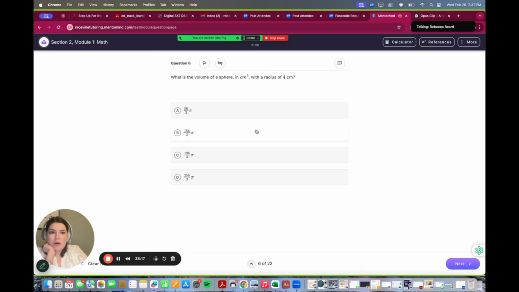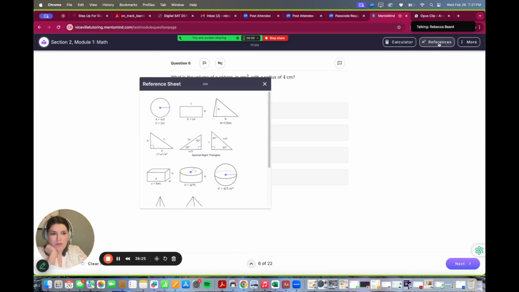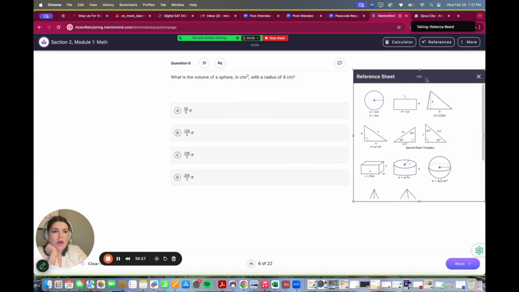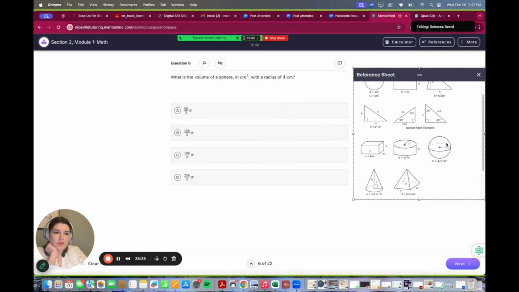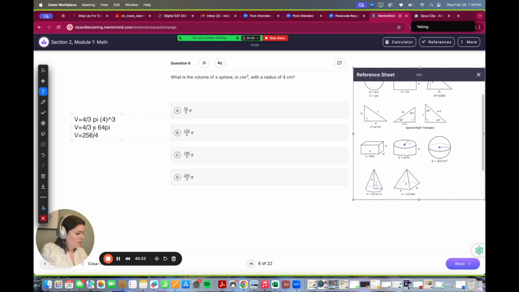Okay, so this one is one of the few times you would actually use this magical thing called a reference sheet, which some of y'all may not have known was here. But in this option, it says the volume of a sphere in centimeters cubed with a radius of 4 centimeters. Okay.